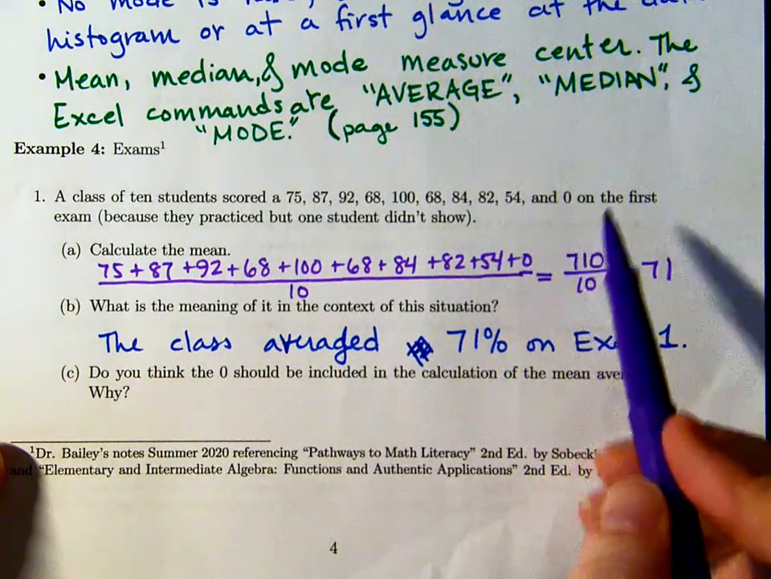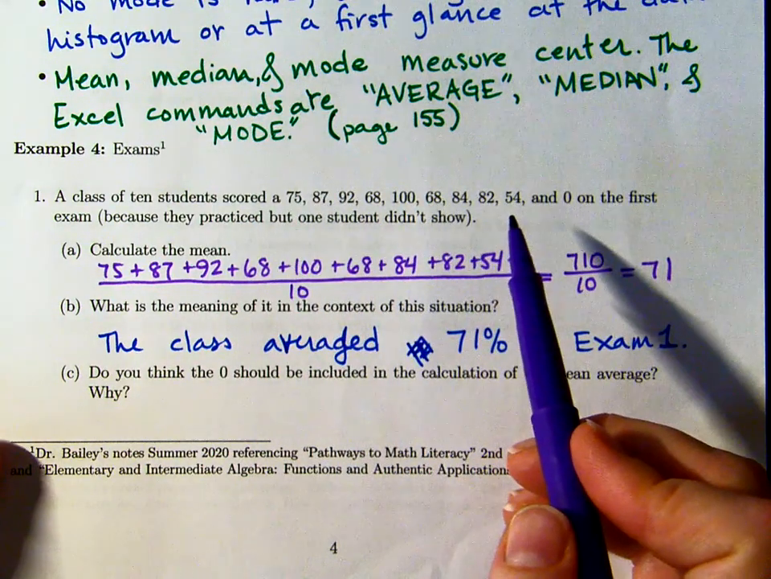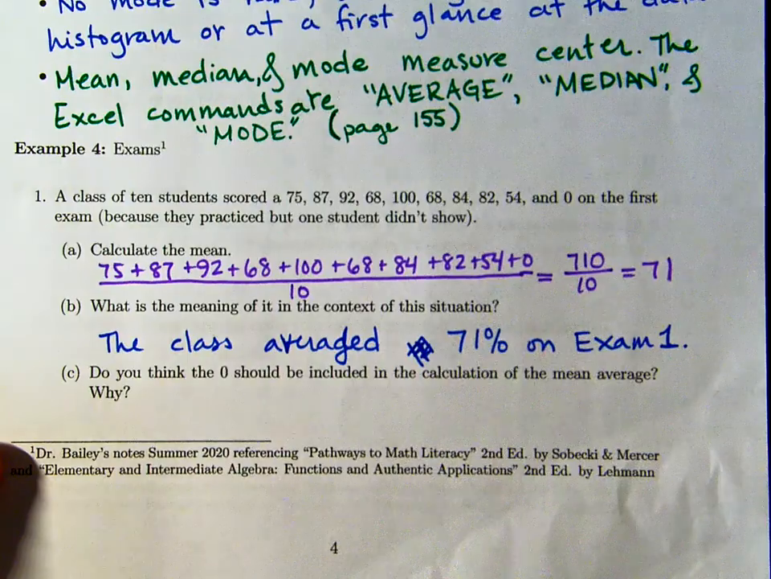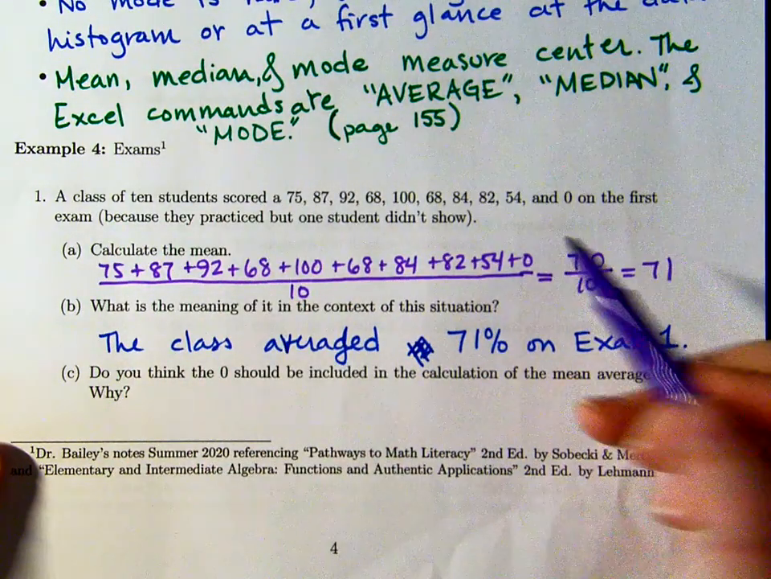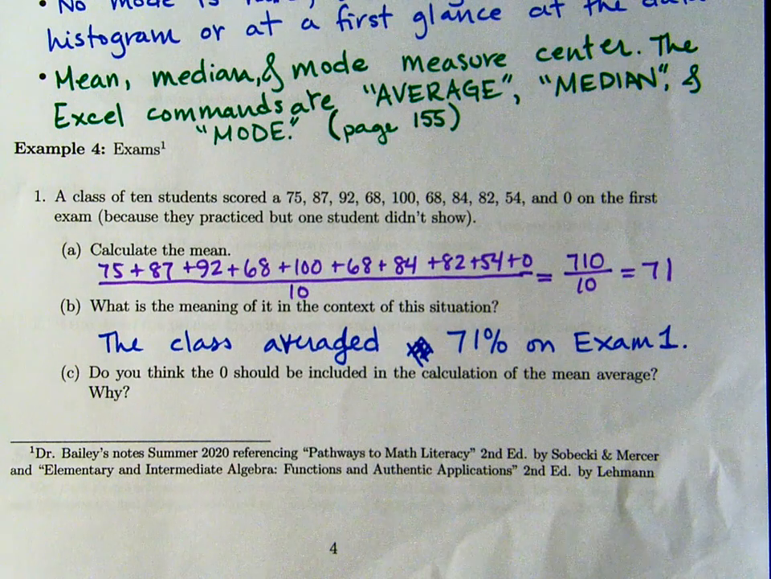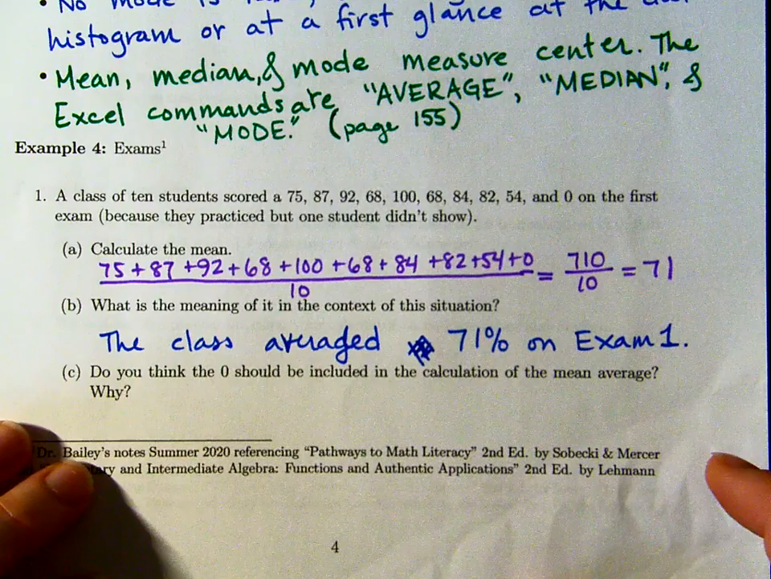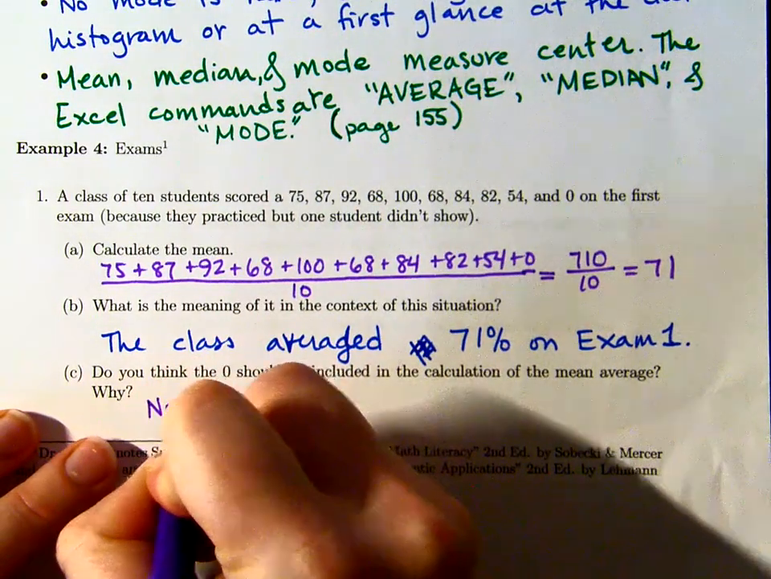So in my opinion, the 0 should not be calculated in this average because this person, even though they are part of the class, they really didn't take the test. So, I mean, I can't really judge that as a performance on exam 1. So do you think the 0 should be included? No, I don't.